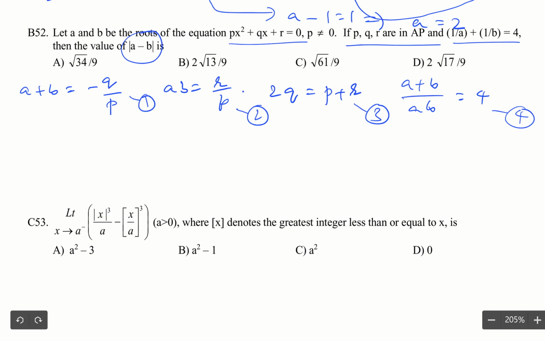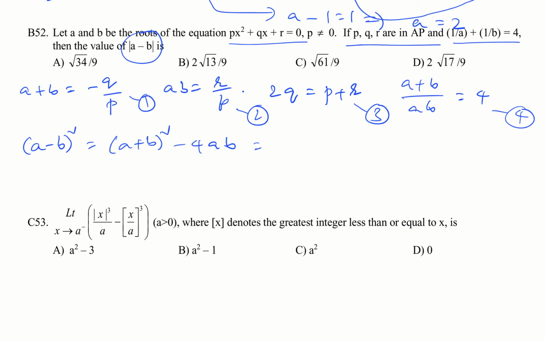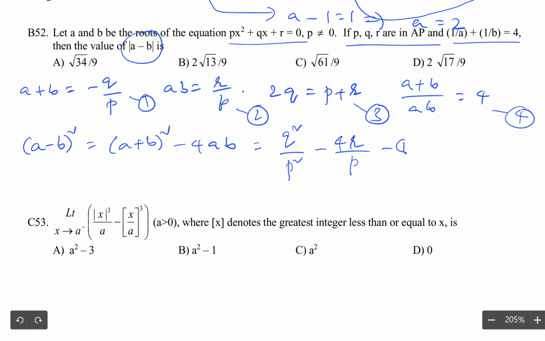Now he asked us to calculate mod of a - b. Usually when he asks for mod of a - b, many of the times we go for the square, (a - b) whole square, which is equal to (a + b) whole square minus 4ab. Now we have a + b = -q/p from 1, so I substitute that and you'll get q square by p square here, minus 4 times ab, which is r by p, so I'll get 4r by p. Now let me call it equation 5.